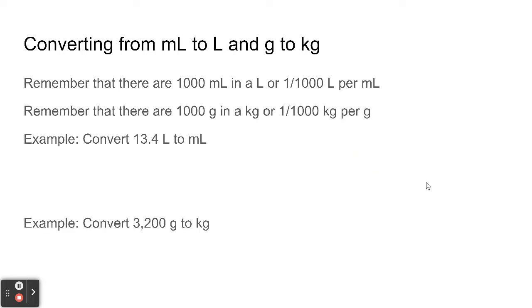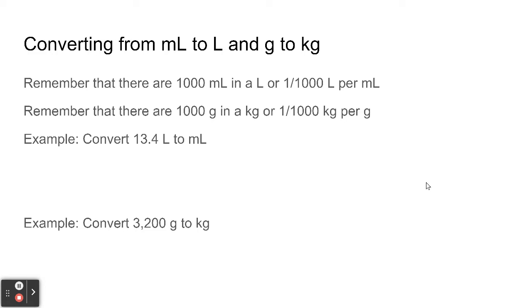I'm going to give you 2 practice problems here. First, I want you to convert 13.4 liters into milliliters, and then try to convert 3,200 grams into kilograms. And do this in your notes. You'll put your answer on the Ed Puzzle video to check for correctness. But see if you can convert from 13.4 liters to milliliters and convert from 3,200 grams to kilograms. I'll give you a moment to do both of those, and then we'll check our answer and make sure we know how to do that.